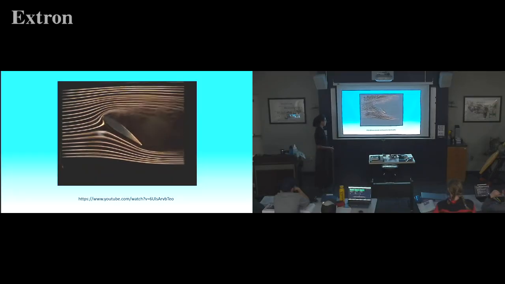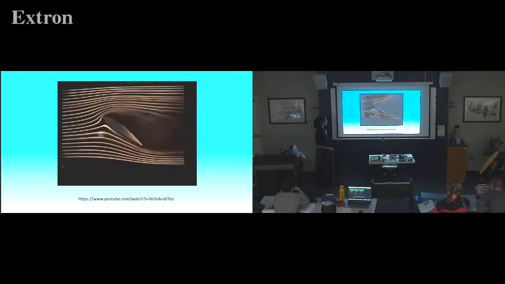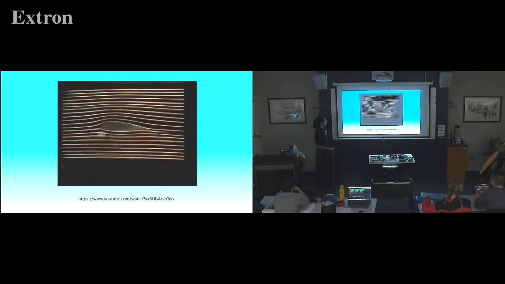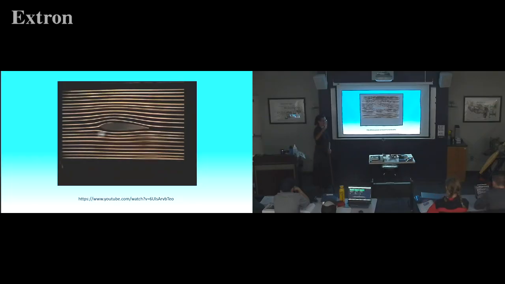So how do we recover from a stall? We just bring the nose back down. Bring the wing back streamlined with the relative wind.